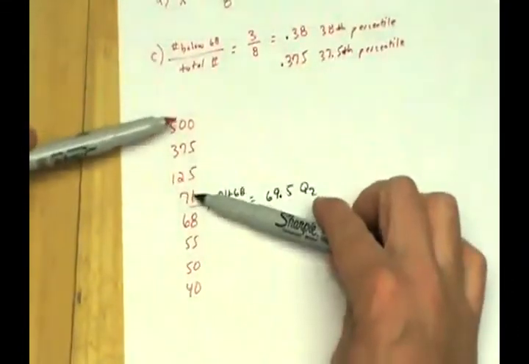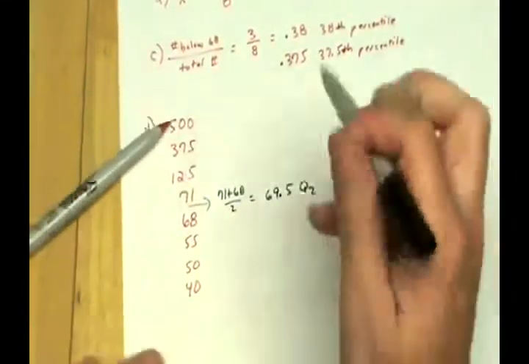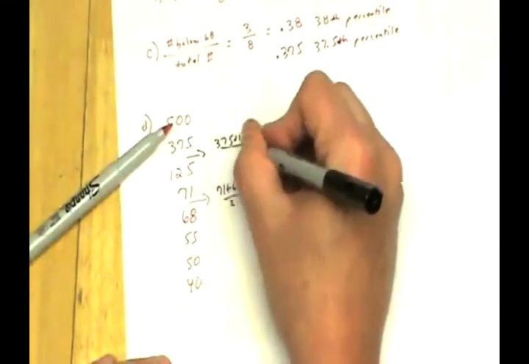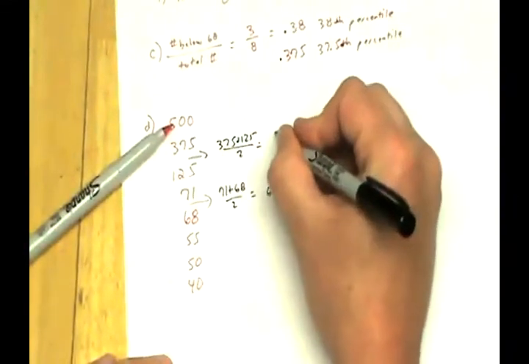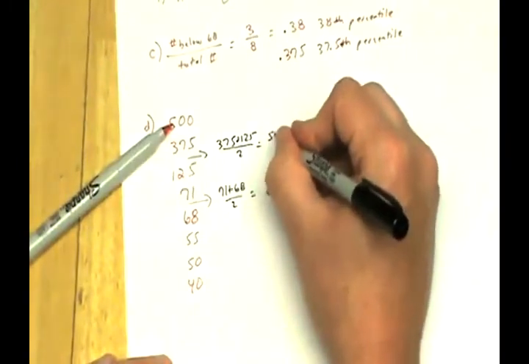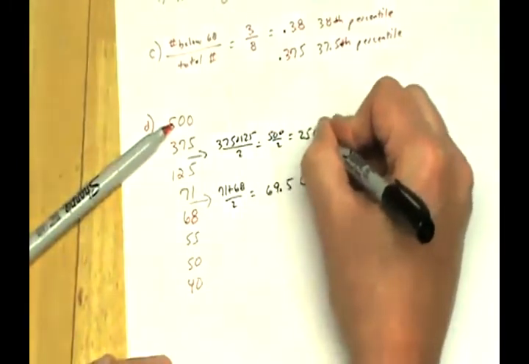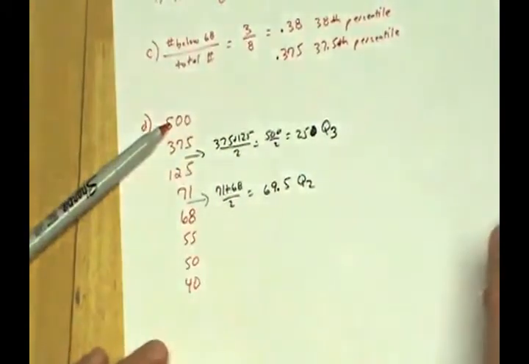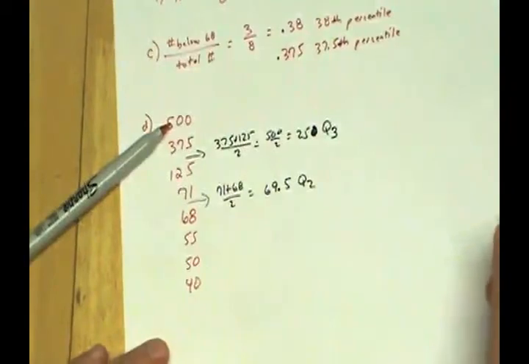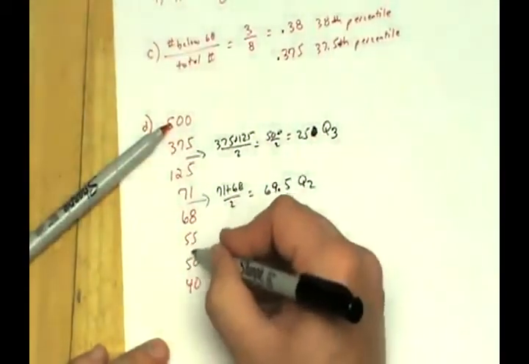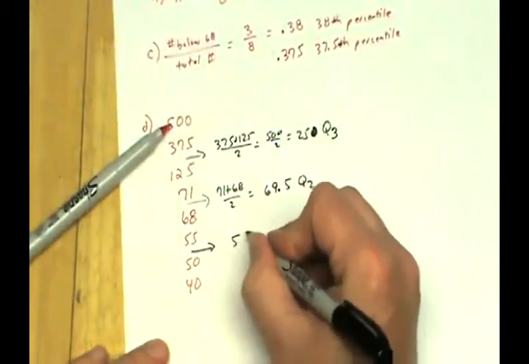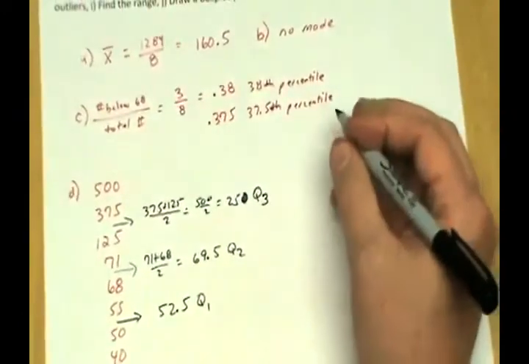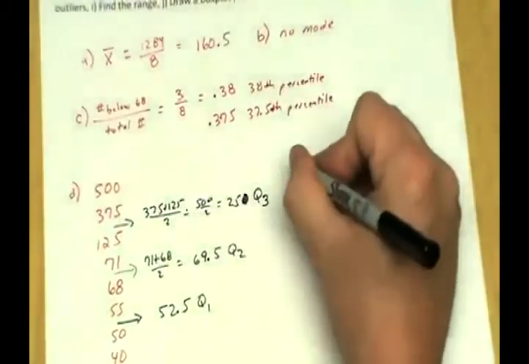So the 71 is here and 500 is there, so we're going to work our way to the middle here. We end up in between 375 and 125 divided by 2. Okay, so that looks like it's going to give us back 500 divided by 2, which is 250. That is our Q3. And then we end up in between 55 and 50. That's going to be 52.5. That's our Q1.